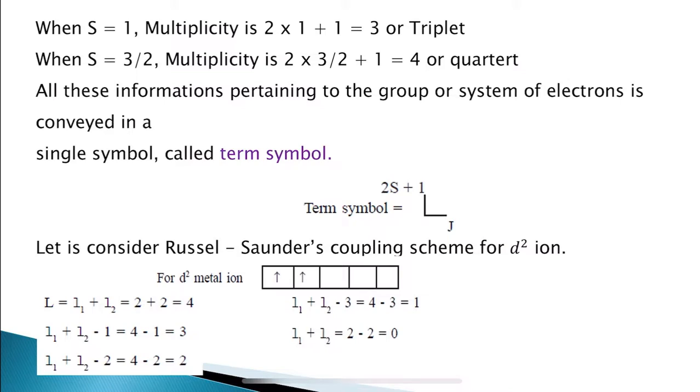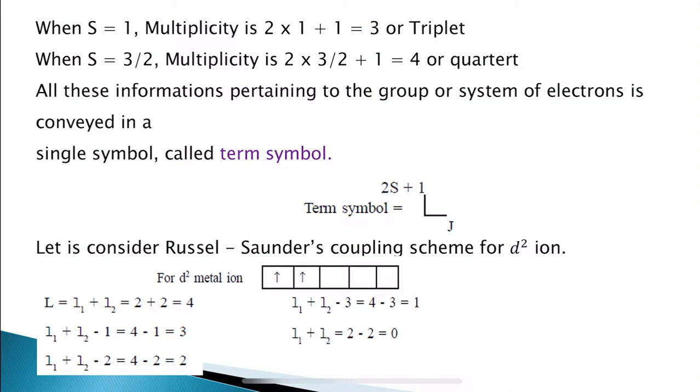All the information which we are going to get about a group or a system of electrons is conveyed in a single symbol. That is what is called a term symbol. The state of an electron, or the energy of the electron, is denoted by a certain symbol known as a term symbol. So, a term symbol is used to state the state of an electron or the energy of the electron.